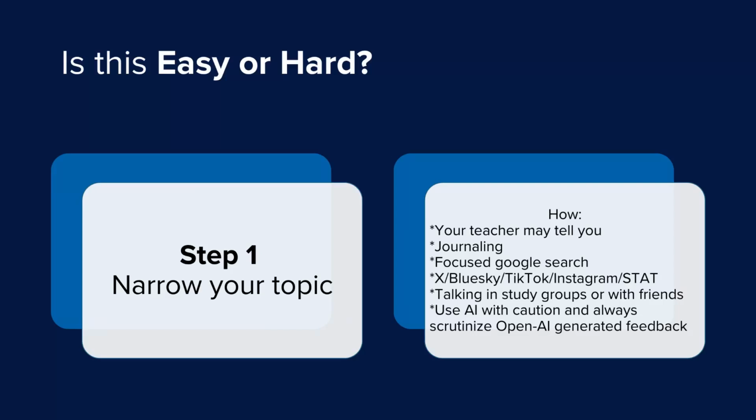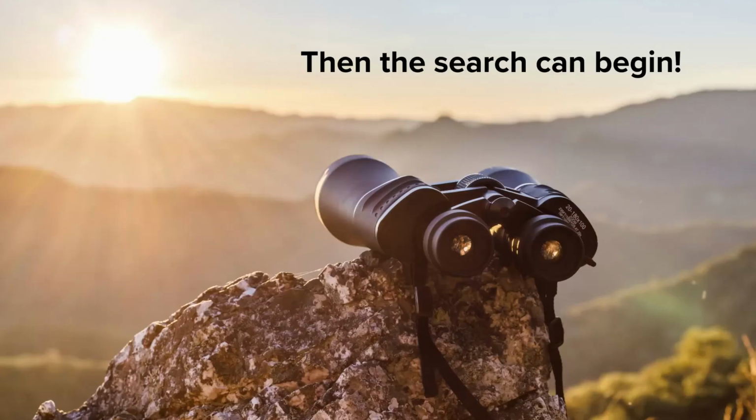We'll talk a little bit more about where we can use AI to help generate that feedback. But the point is, where it might feel overwhelming to come up with a topic, there are some things you do daily that can actually help you narrow that topic down. Okay. Once you get that topic, then the search for the literature begins.